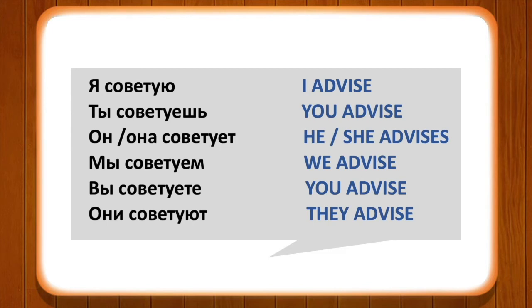Next verb is savetavach, and its perfective aspect is pasavetavach. So in present, I am conjugating the verb savetavach, imperfective aspect. Ya savetuyu, that means I advise. Ti savetuyesh, you advise. On, ana savetuit, he or she advises. Me savetuim, we advise. Vi savetuiche, you advise. Ani savetuyut, they advise.